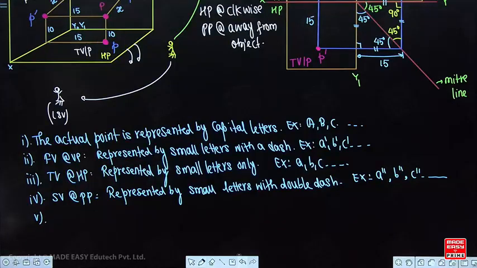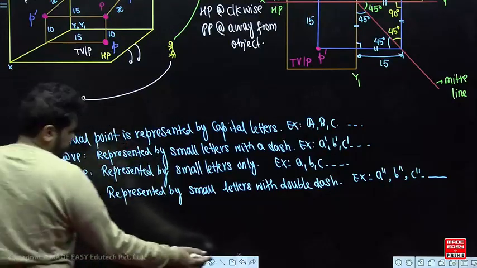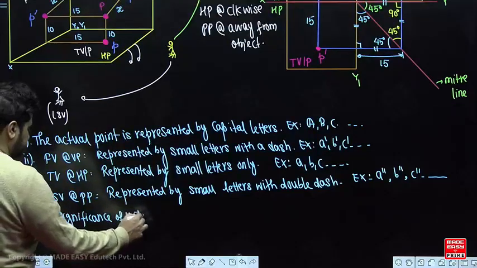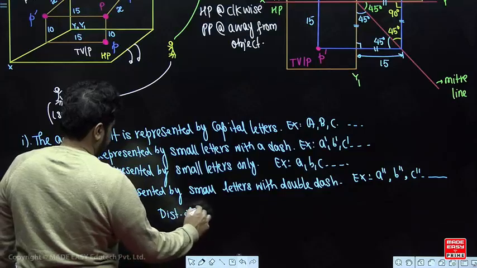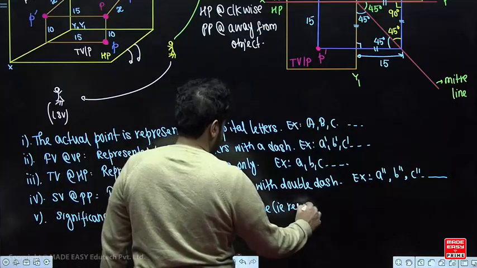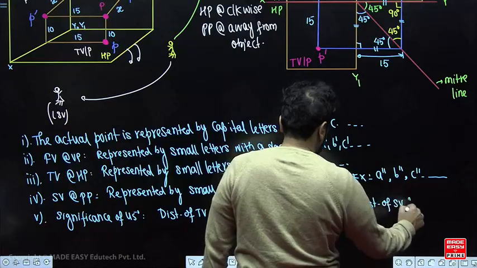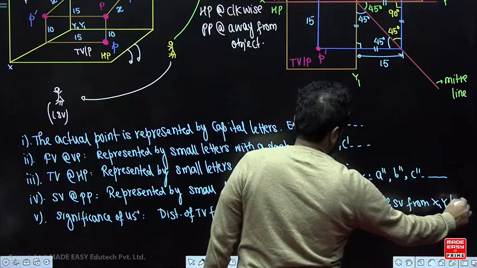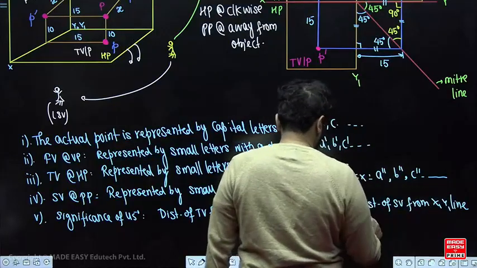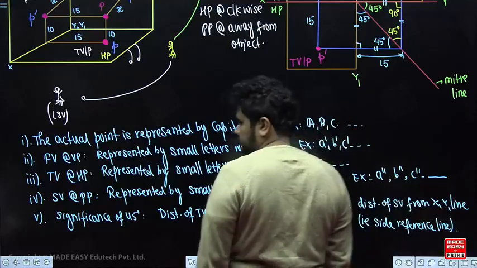Fifth, significance of 45 degree. Distance of top view from XY line, that is a reference line, is equivalent to distance of side view from X1 Y1 line, that is side reference line. Correct?